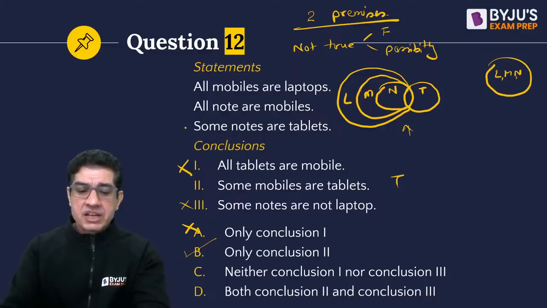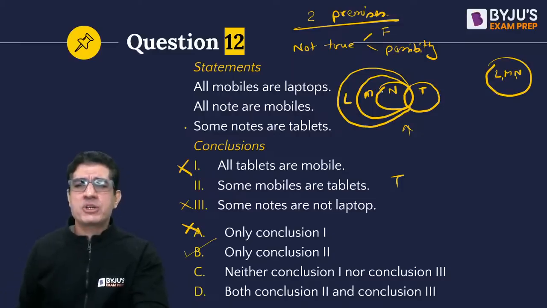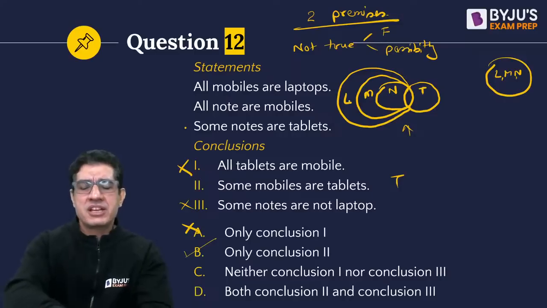Sahil, sir, if we say only second, then C is also correct. C is false. Where do you see some nodes are not laptops? There is not a single node which is outside laptops. It is actually false.